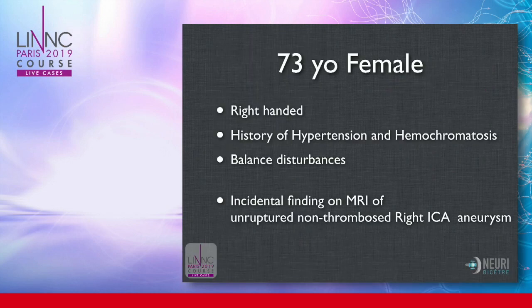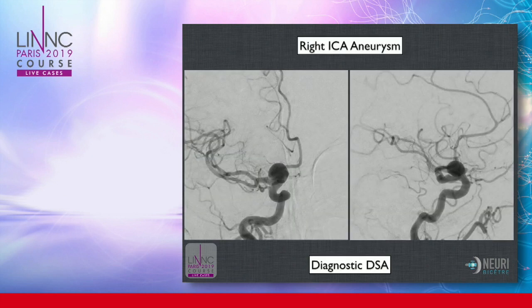This is a presentation of the case: 73-year-old female, right-handed, history of high blood pressure and hemochromatosis. She has some balance disturbances, and she was found on an incidental MR with an unruptured, non-thrombosed right internal carotid artery aneurysm.